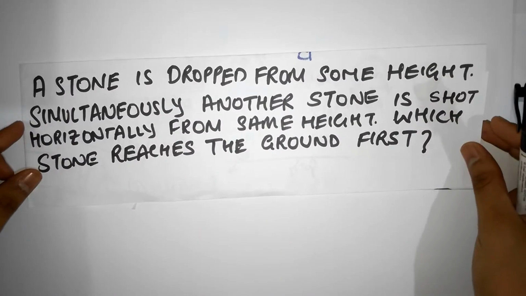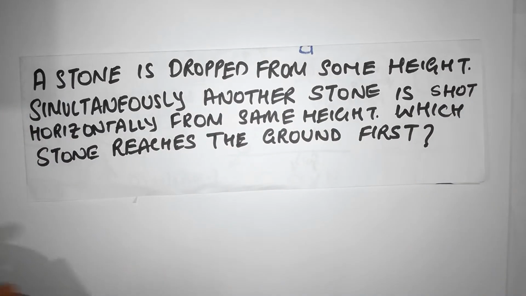We'll continue doing problems. So here is our next problem. A stone is dropped from some height. Simultaneously, another stone is shot horizontally from the same height. Which stone reaches the ground first?